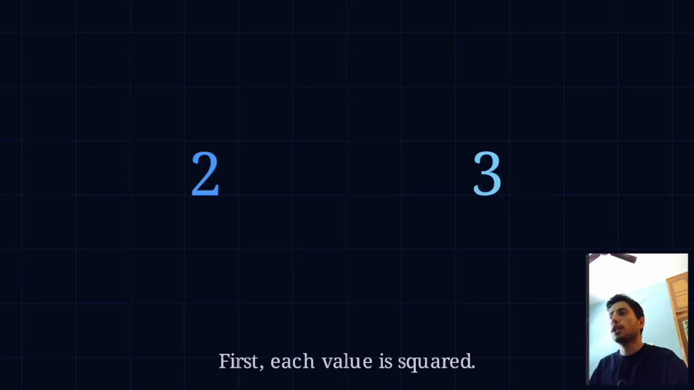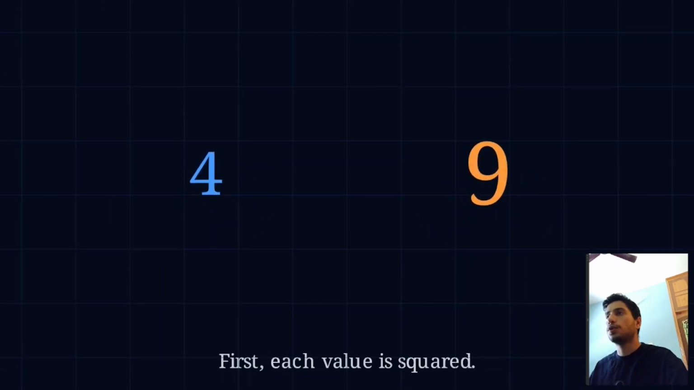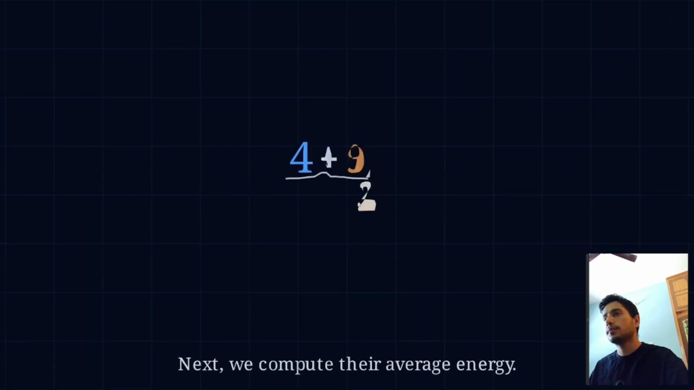First, we are going to take the square of the vector values. So square of 2, square of 3, and we get 4 and 9. The next step is to take the mean of them. We just have two values in this vector, so we add 4 and 9 and divide by 2. We get a value of 6.5.